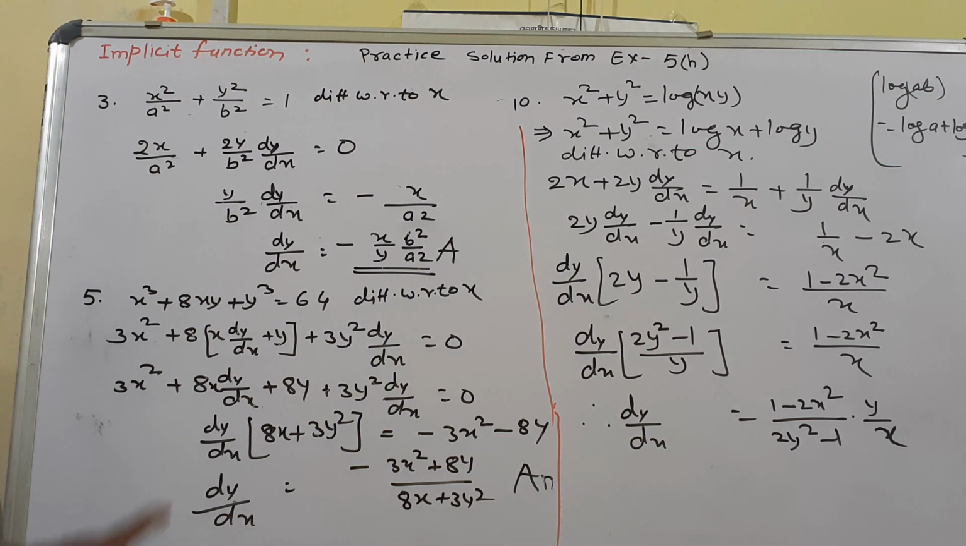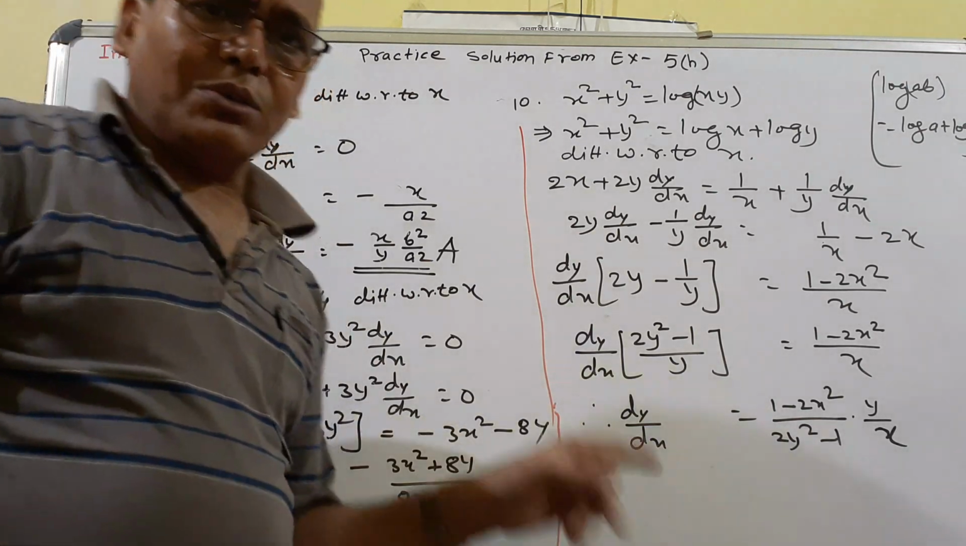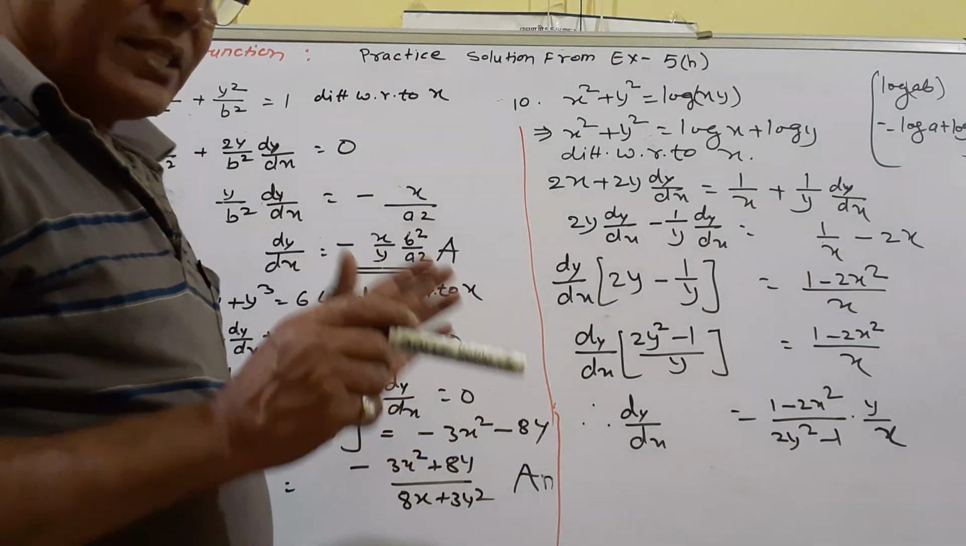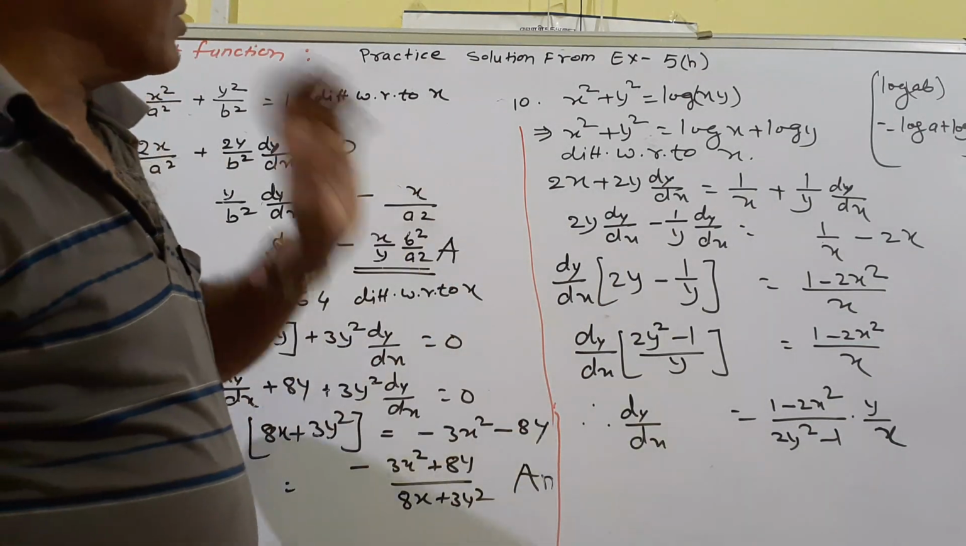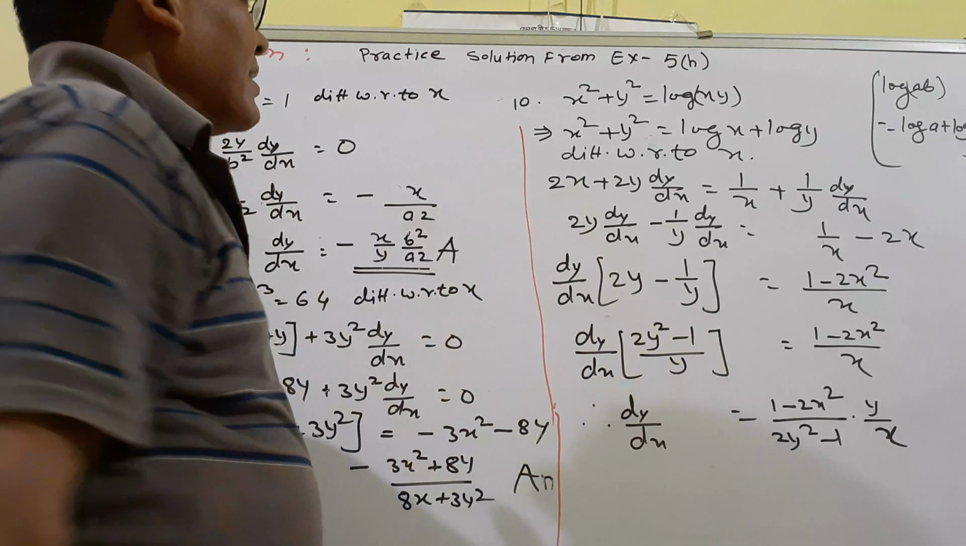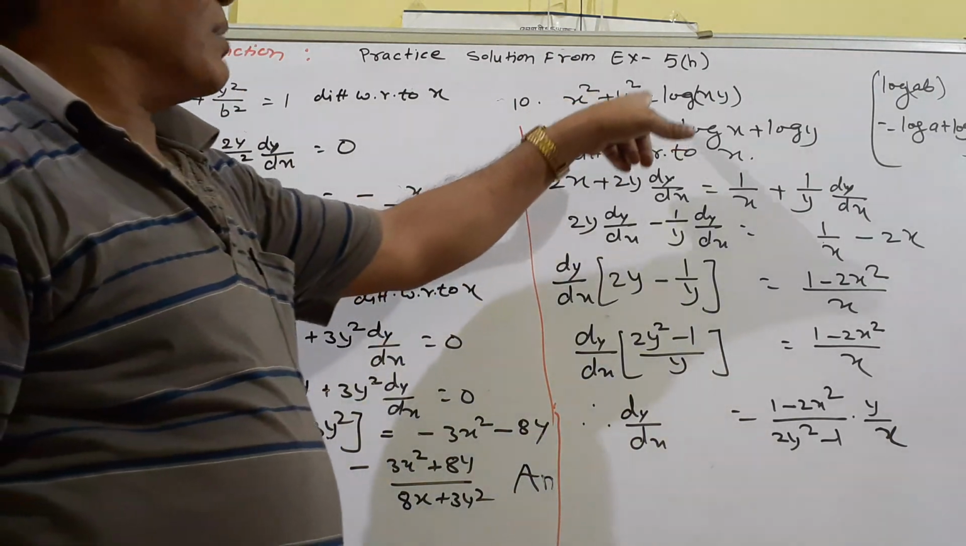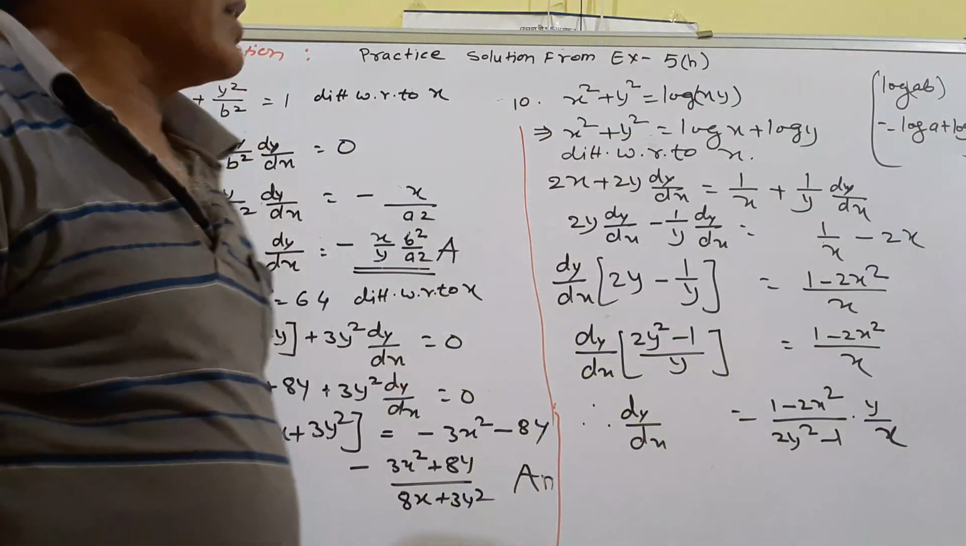Question number 10. After question number 5, in between you have to practice. If you still have doubt, you will ask. This one is a little bit more difficult, so I am doing it on the board. Question number 10 says that x squared plus y squared is equal to log xy.